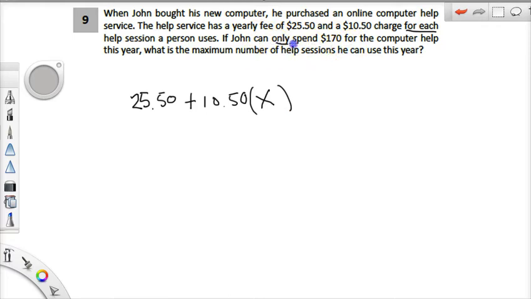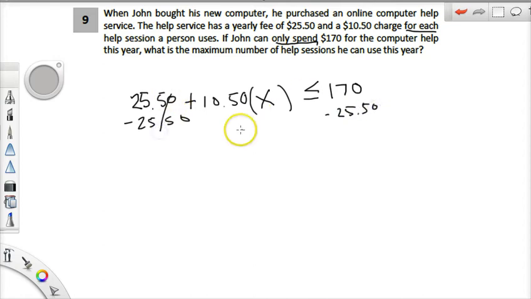Okay, so if he can only spend that much, that means he has to spend 170 or less. So this amount has to be less than or equal to 170. All right, so you guys know how to solve this. We'll just get rid of 25.50 from each side.